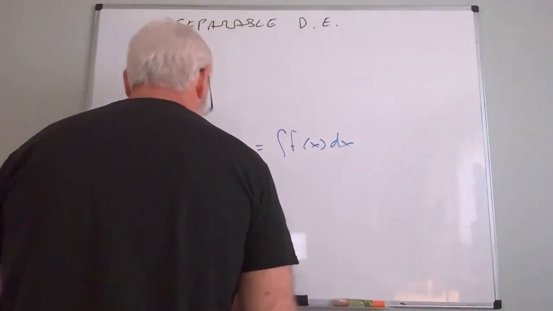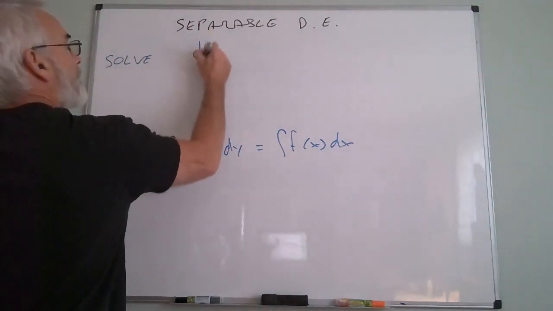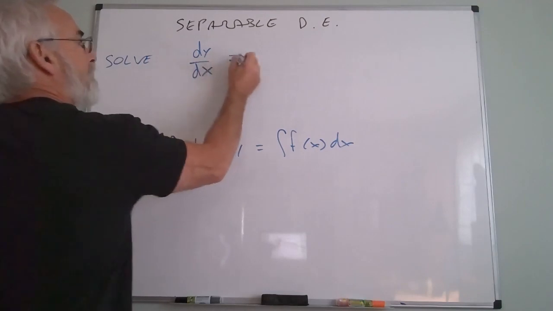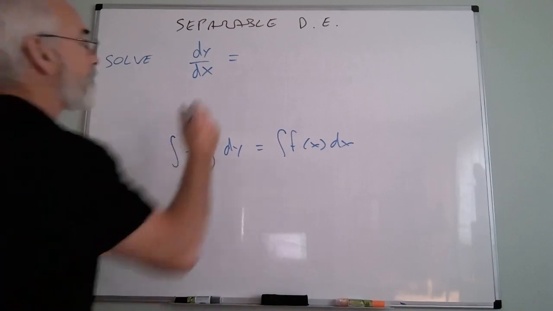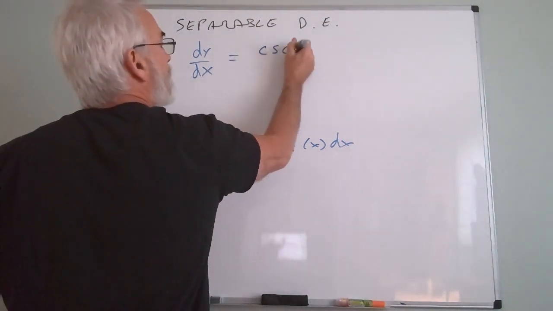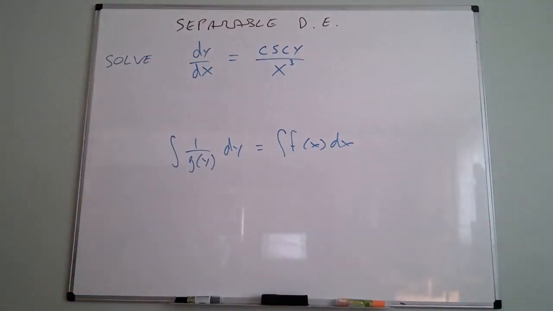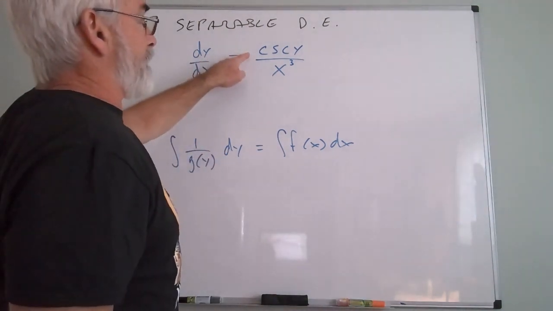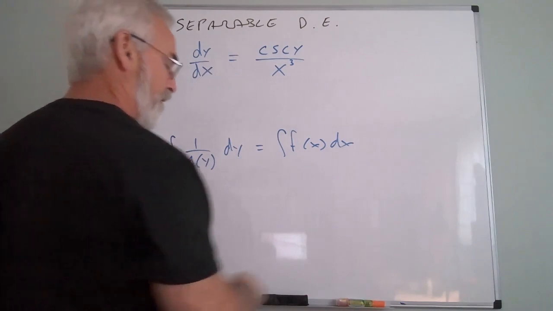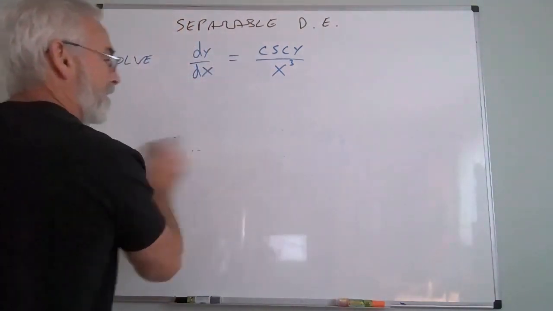So let's consider, we want to solve, okay, let's start off with something like this. I want to solve dy/dx equals, how about, the cosecant of y over x cubed? Now that looks really, really scary until I realize all I've got to do is separate it, because think of this as cosecant of y times 1 over x cubed. So they are connected in a way that I can separate them.